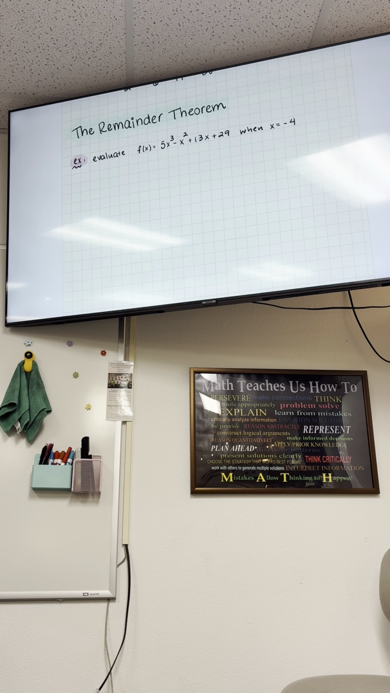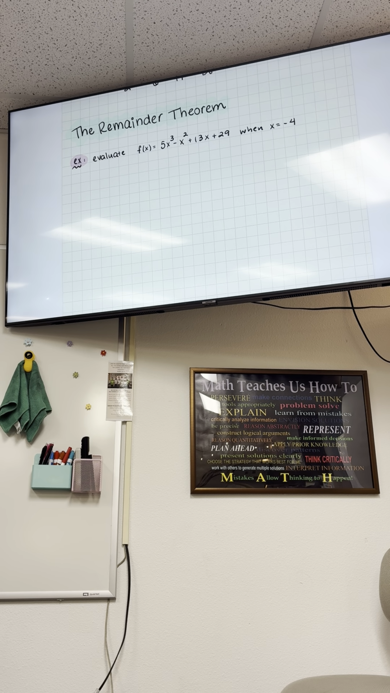So again, for those of you who choose to pursue engineering, or honestly, there are lots of different degrees that would require you to take higher math in college, you'll encounter more and more theorems. This theorem basically tells you an additional application for the remainder that comes from synthetic division.